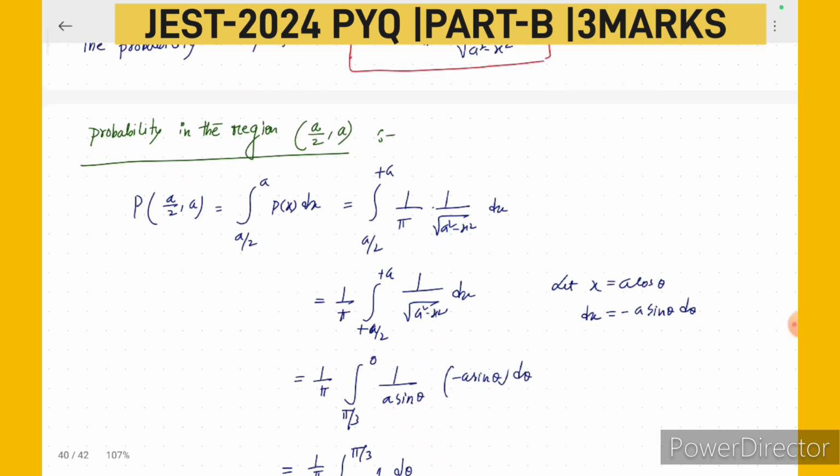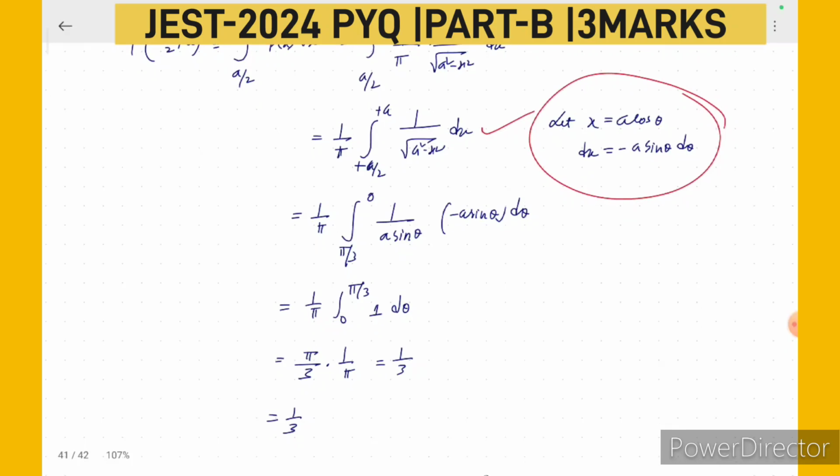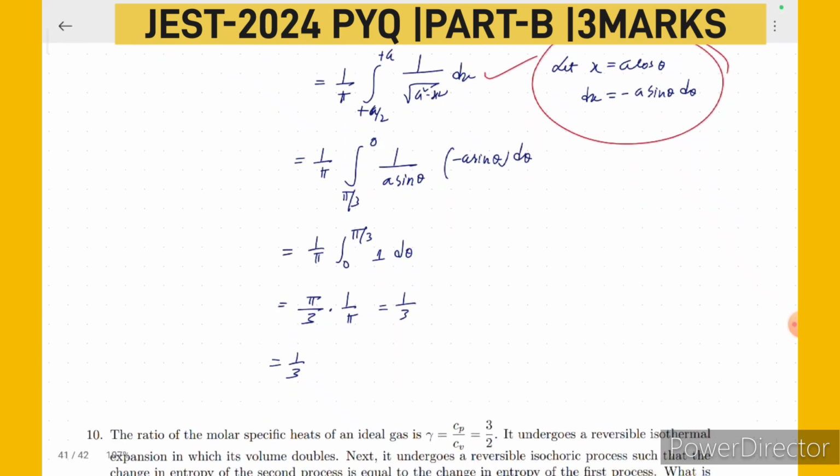So 1/π, integration limit a/2 to a, of 1/√(a² − x²). You just calculate the value here. Substituting x = a sin θ, the value equals 1/π times a cos θ dθ over a cos θ, very easy. Everything calculated, that equals 1/π times the integral from 0 to π/3 of 1 dθ, which equals π/3 × 1/π. So we finally get the probability equals 1/3.